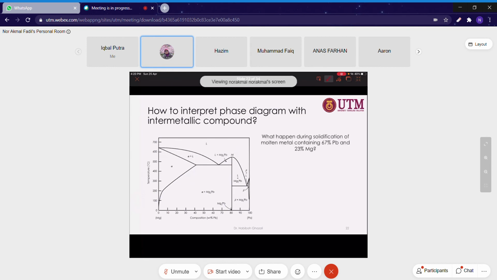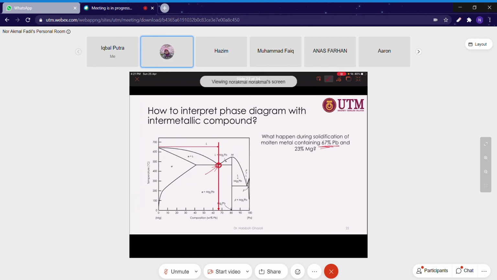What happens during solidification of molten material containing 67% plumbum? At this point, all right, may I know what is the reaction here? What is the reaction at this point? Eutectic. Eutectic temperature, because it is eutectic.